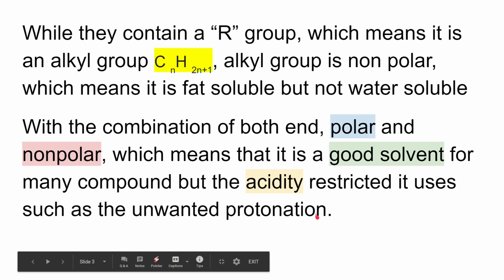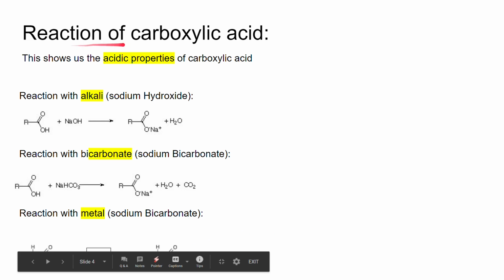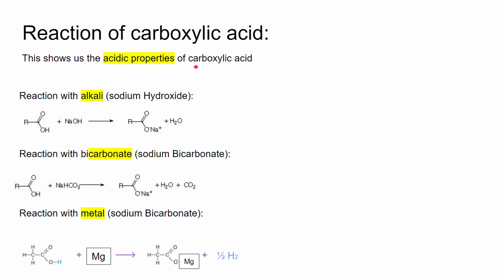As you can see, this is the reaction of carboxylic acid. This shows us the acidity properties of carboxylic acid. If we have ethanoic acid react with an alkali, we will make an ethanoate salt and water. As we can see here, the COOH group reacts with the alkali, and we will form the sodium ethanoate with the rest of the functional group and one water molecule.